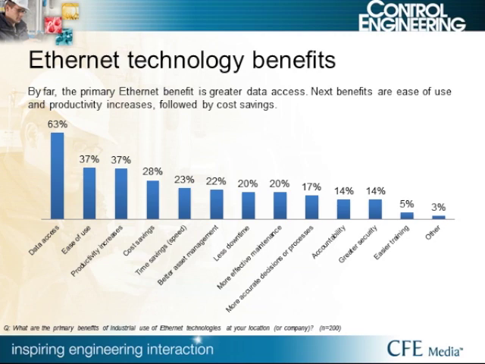Data access is the greatest benefit of technology implementation for Ethernet by a wide majority. 63% responded as data access being the greatest benefit. Ease of use and productivity gains were cited by about 37% of respondents. Other benefits rate in the double digits, including cost savings, time savings, better asset management, less downtime, more effective maintenance, more accurate decisions or processes, greater accountability, and greater security.